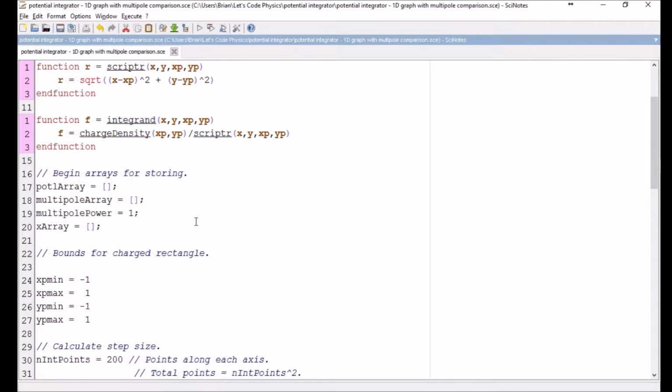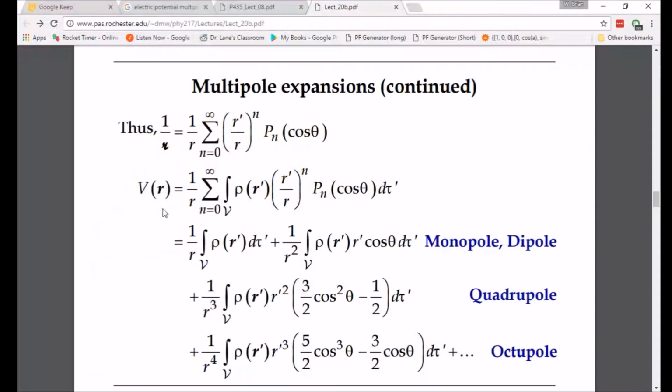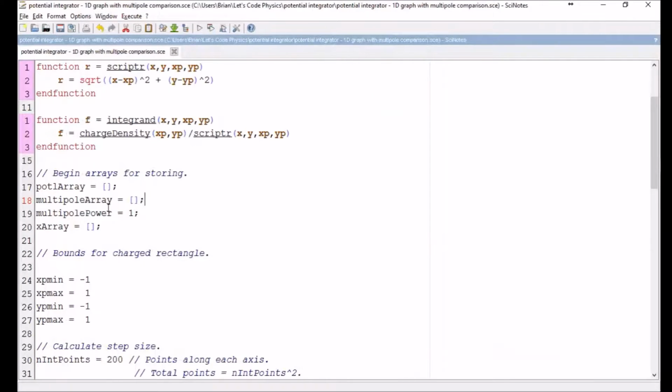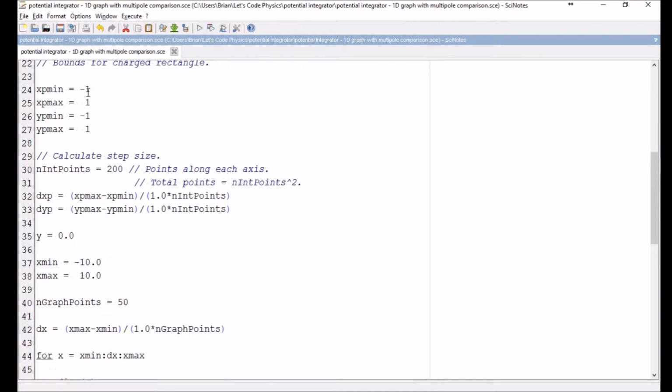So what I've done is I've now made 2 output arrays, one for the potential that we're calculating and one for the multipole term that we're looking at. So since we're looking at the monopole term first, that's 1 over r to the first power. So our multipole power, we're going to say, is 1. We've got the same bounds we have for our charged rectangle.